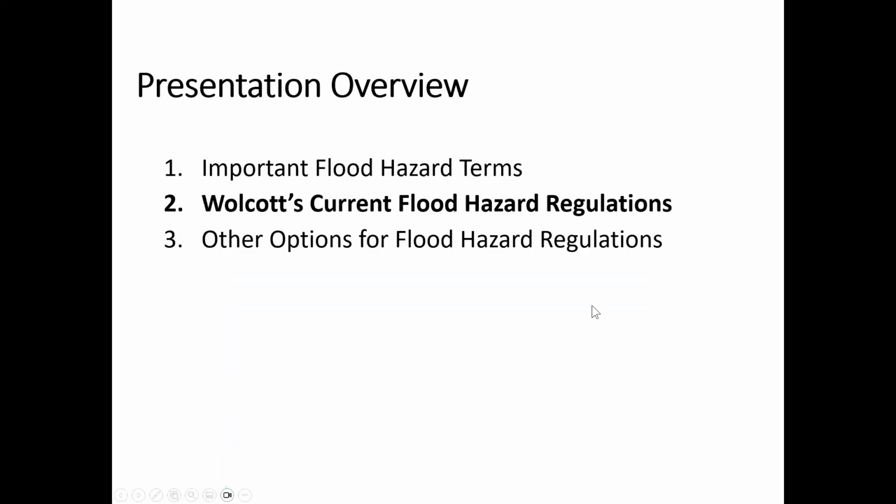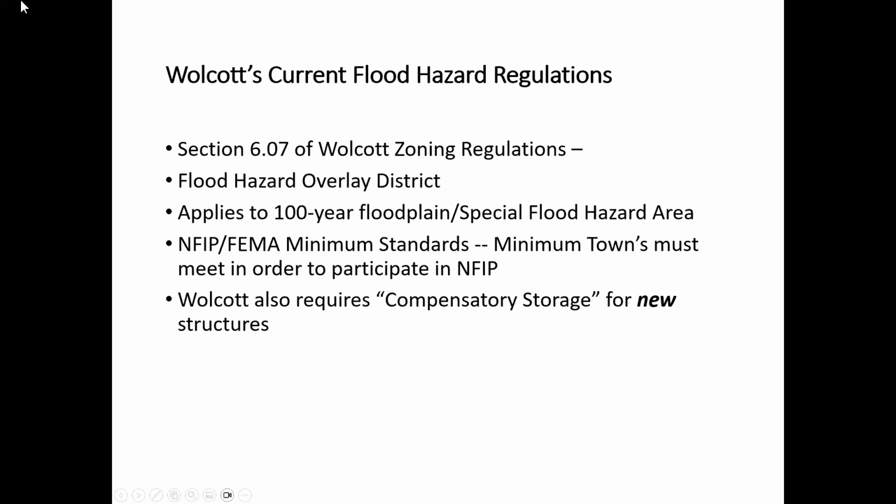Here we go. So I'm going to now take some time to go over Wolcott's current flood hazard regulations. These are the rules that Wolcott has currently. The regulations can currently be found in section 6.07 of the Wolcott zoning regulations. That section establishes a flood hazard overlay district. The way an overlay district works is it is additional standards applied on top of your regular zoning districts.